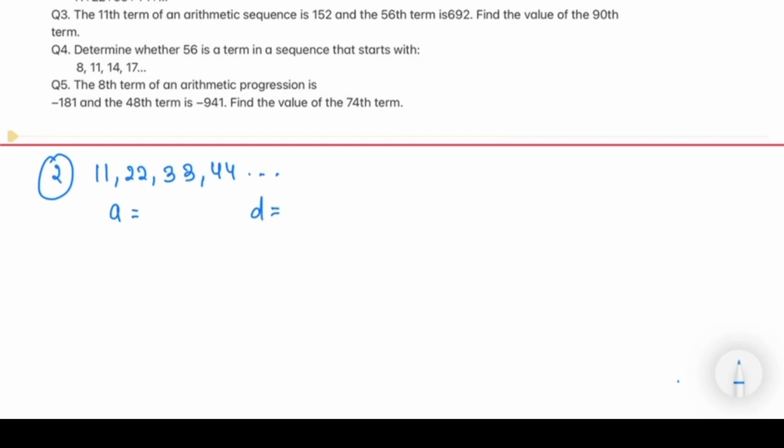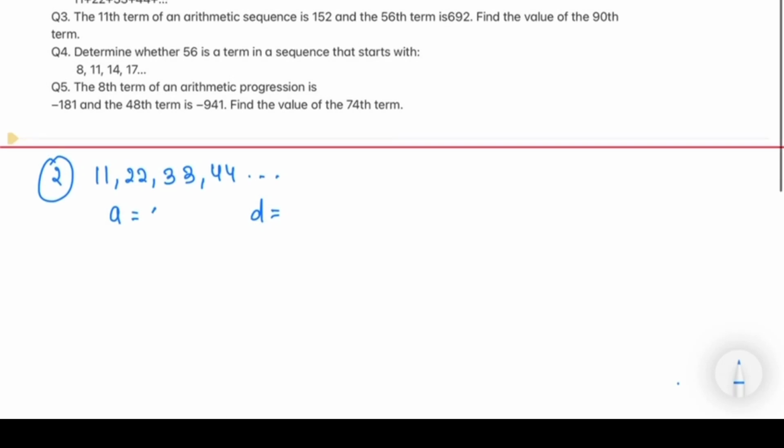When the series is not given, then we use the formula A plus n minus 1 D. But when the series is given, we can figure out what A is and what D is. I always told you that A is the first term of the series. So the first term of the series is 11, so A1 is 11, and D is the common difference. Common difference means 22 minus 11, which is 11. So the common difference is 11.